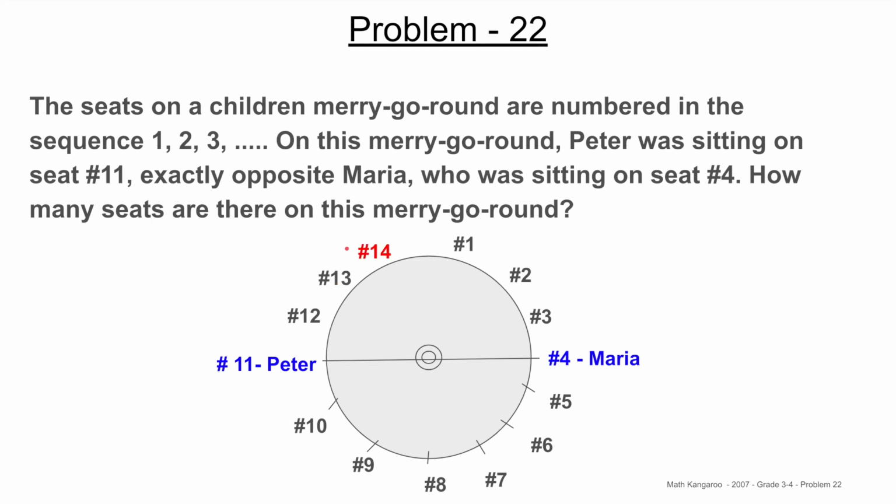Wow, we have our answer. The merry-go-round has 14 seats. Correct option is option B.